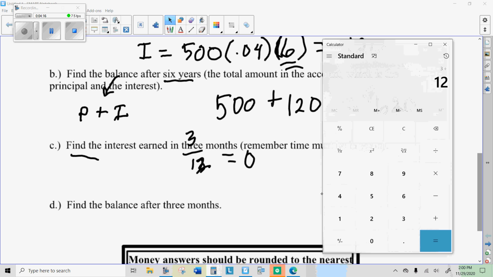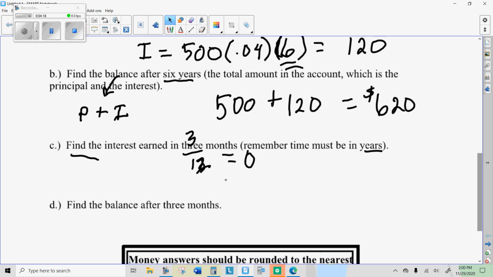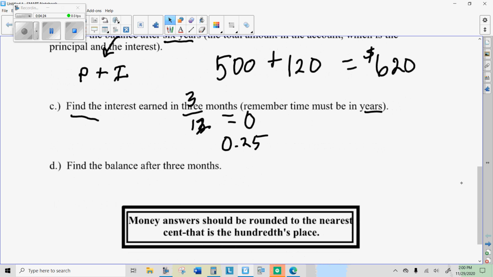You guys can probably tell that's a fourth of a year, or 0.25 years. So now our time has changed to 0.25. The rest is the same. We have $500 principal times our rate, which is 0.04, 4%, times our time, which is 0.25. Okay, now that gives us our interest.